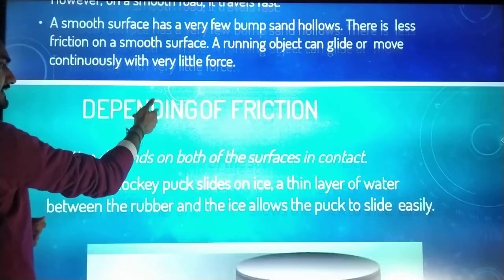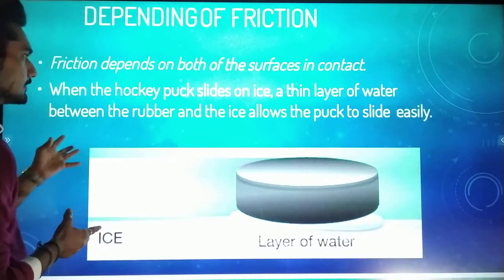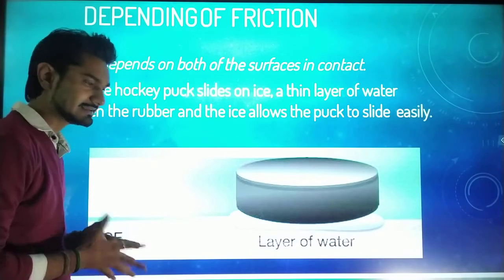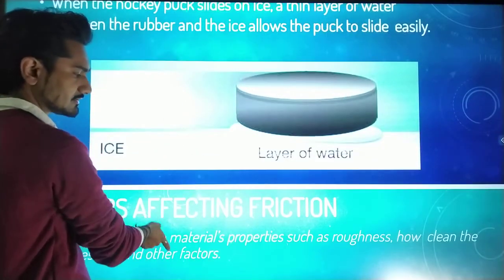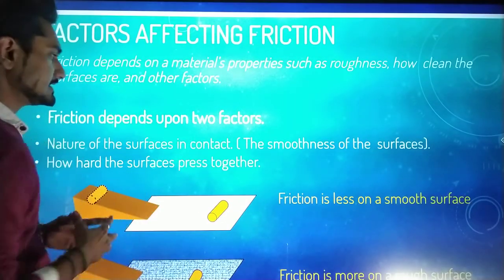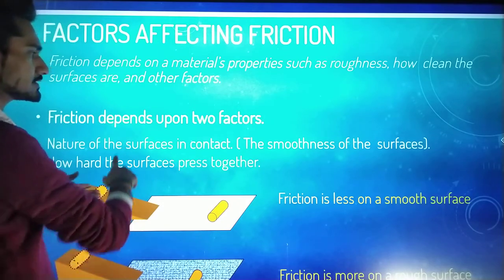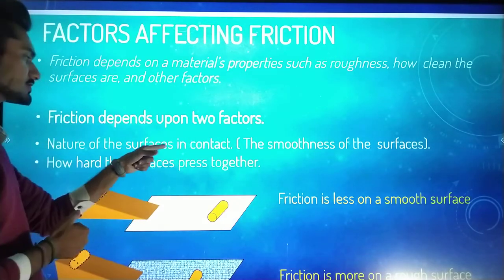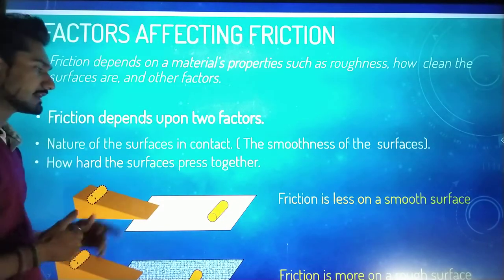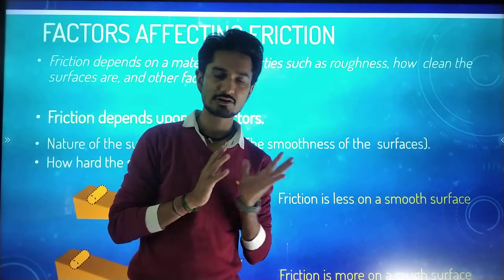We already saw that. Now I have told you what the factors affecting friction are. In that we have seen two things. Normally friction depends upon two factors: the nature of the surface and how hard the surfaces are pressed together. These are the things that we have already seen.